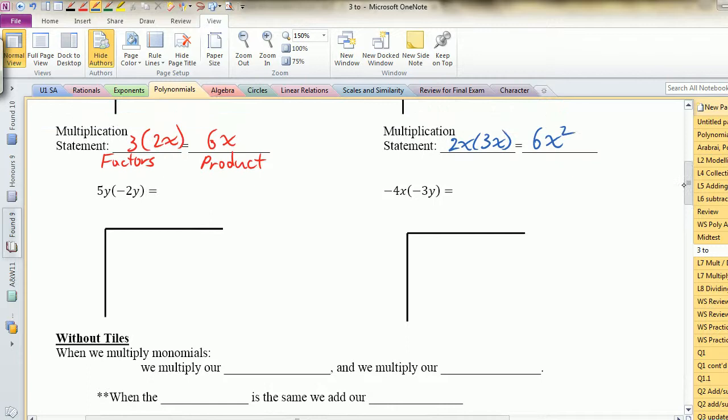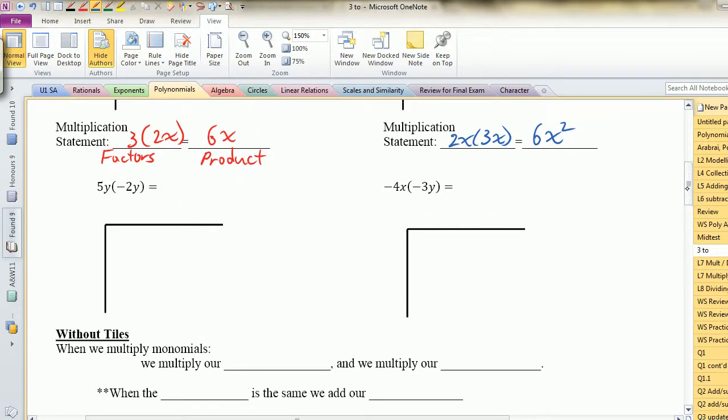Okay, let's try the next one. Now we have y's. The only difference between an x and a y is that y's would be a different length, but they'd still be a rectangle. So let's just make them a little bit shorter. What do you want to put on the left side? The 5y? So there's 1, 2, 3, 4, 5. So they're a little bit shorter than the x's.